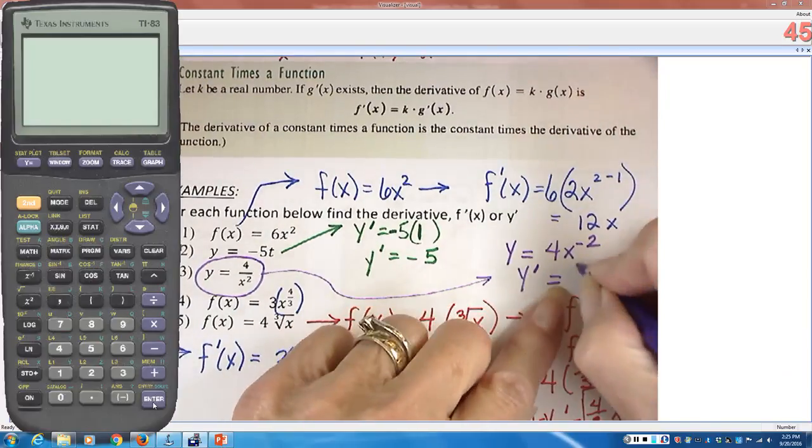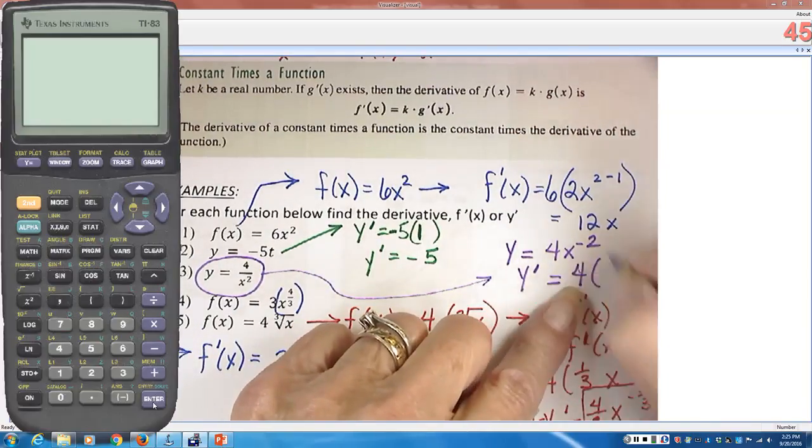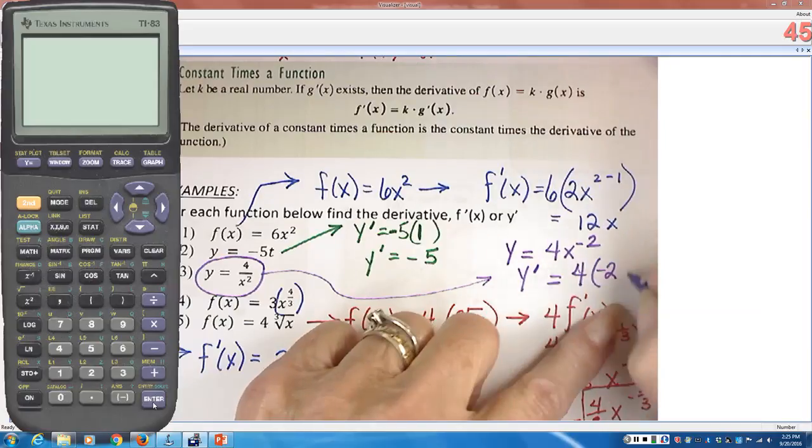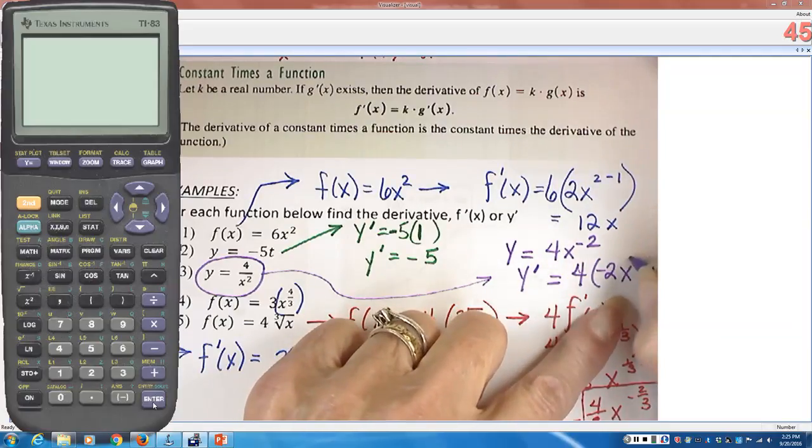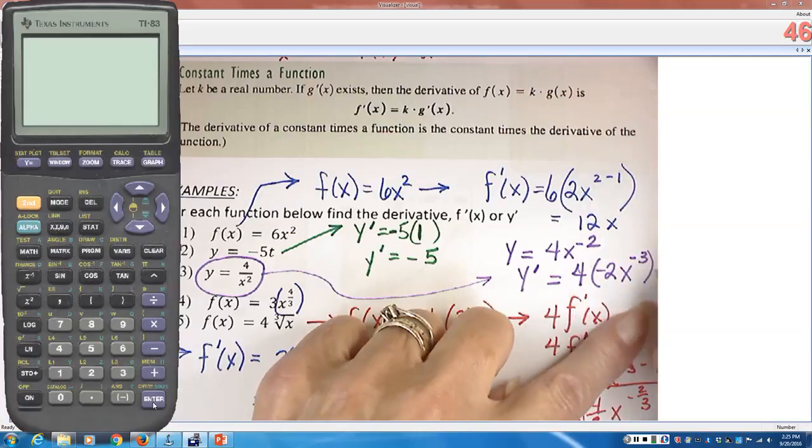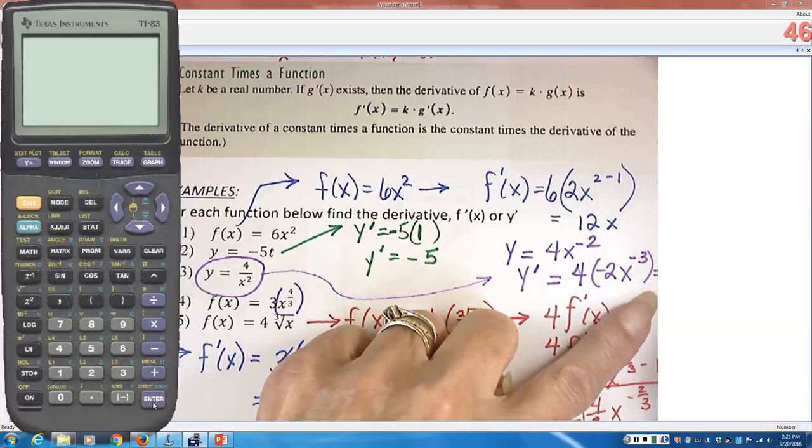Okay, so the 4 is going to come along for the ride. The -2 is going to drop down in front. And then reduce -2 by 1, I get -3. So Travis says it's -8x to the -3 power.